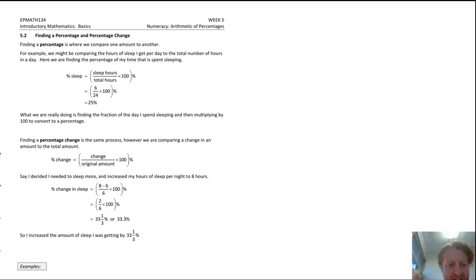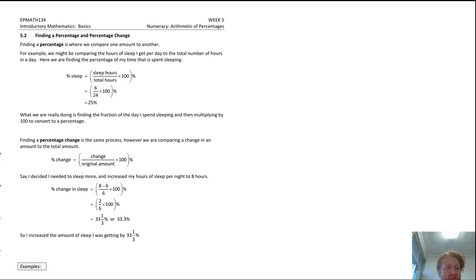So finding percentage change, well, that's only slightly different. It's still comparing an amount to the total, but this time it's not just comparing the thing we're discussing, it's comparing a change. Something changed. And we always calculate a percent by looking at what was the change over what was the original amount of whatever it was.